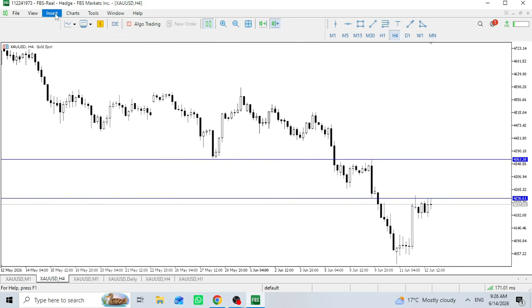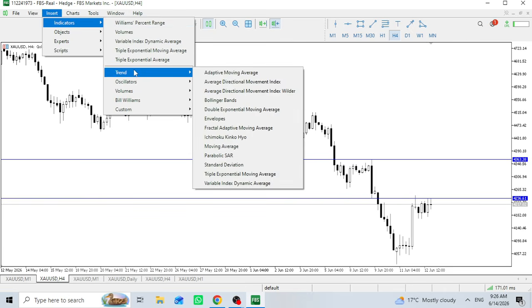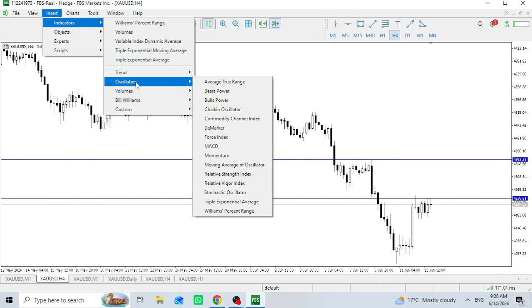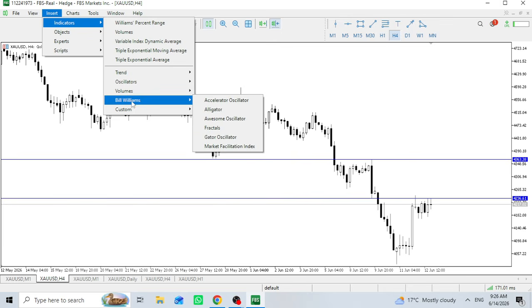Another thing which is very key is Insert. Here all you need is you learn about indicators. Here is where you insert indicators. Click there, insert the indicator you need. If it's a trend indicator, if it's an oscillator, you'll find it there. If it's a volume indicator, you'll find it there. If it's a Bill Williams indicator, you'll find it there.